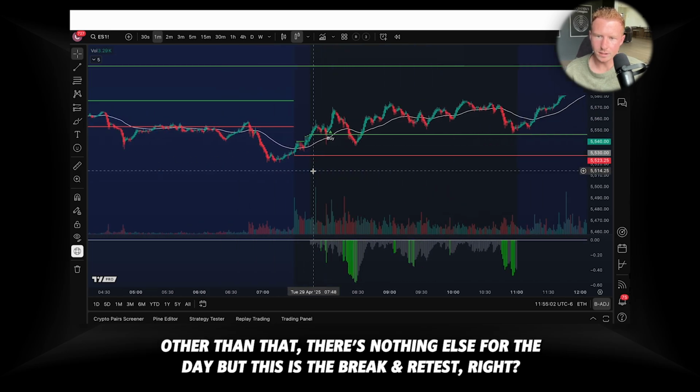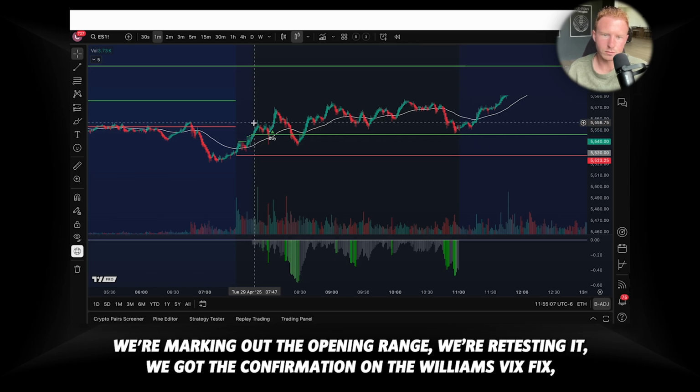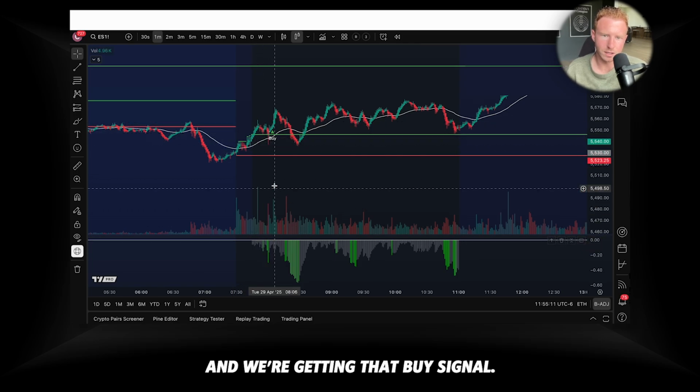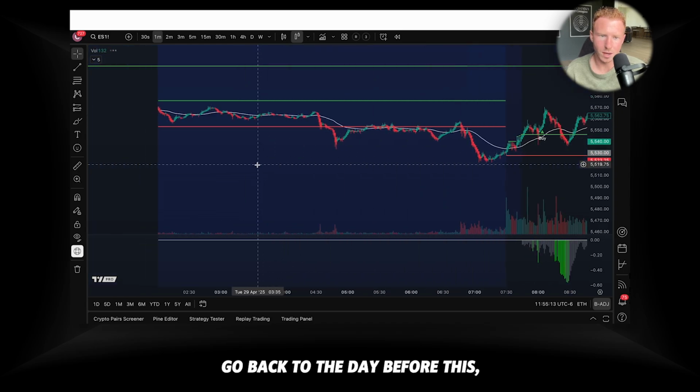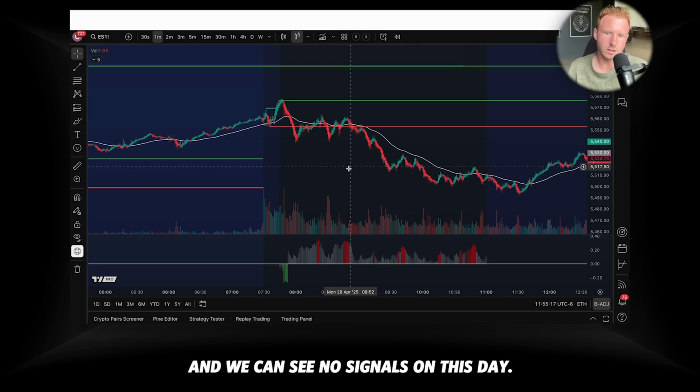Other than that, there's nothing else for the day, but this is the break and retest, right? We're marking out the opening range. We're retesting it. We got the confirmation on the Williams fix, and we're getting that buy signal. Go back to the day before this, and we can see no signals on this day.